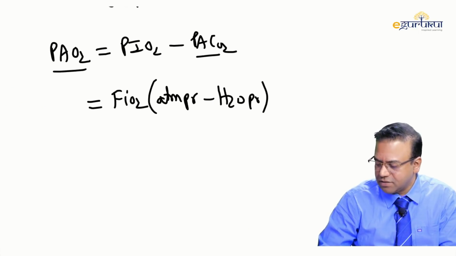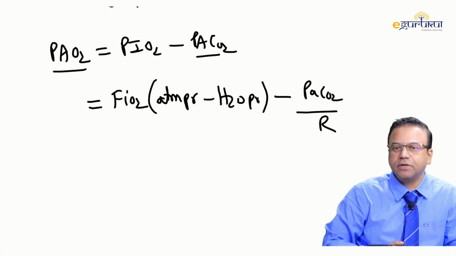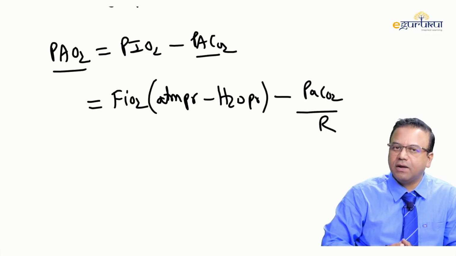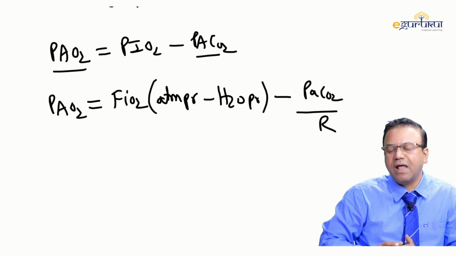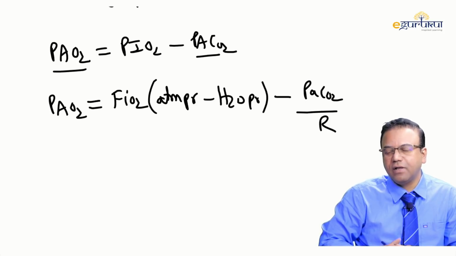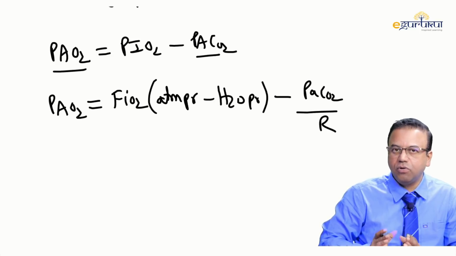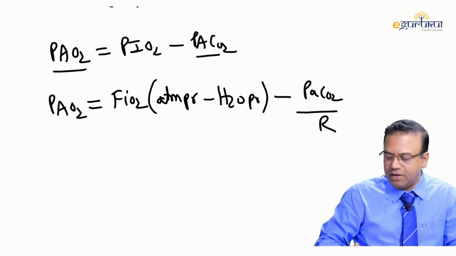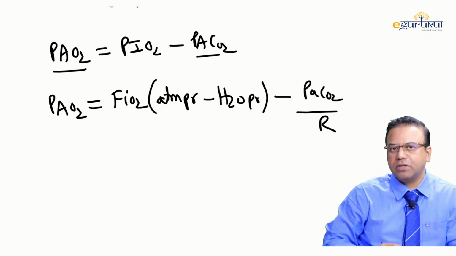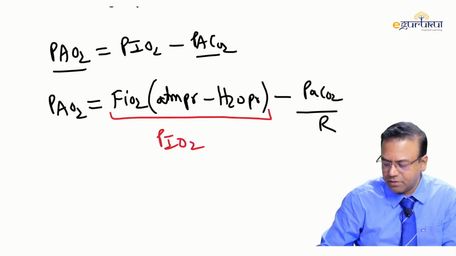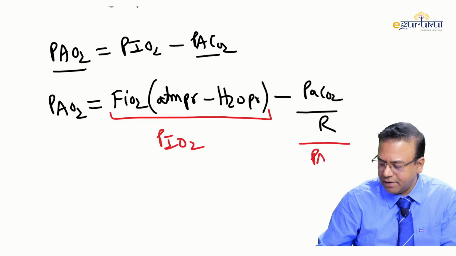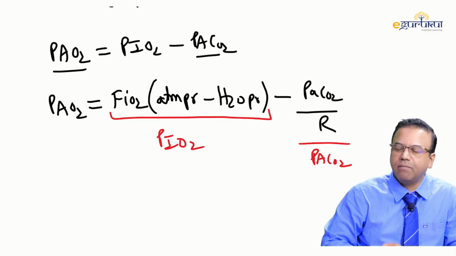And how we derive this is a simple point: alveolar carbon dioxide is nothing but arterial carbon dioxide divided by the respiratory quotient. This is a very basic formula that is important for our exams, and you should make an effort to remember this, because there are questions asking about the alveolar arterial oxygen gradient. Why that gradient is important and how it is significant in answering questions, I'll tell you later. But before that, you need to know how to calculate the alveolar oxygen. It's simply FiO2 into atmospheric pressure minus water vapor pressure. That entire part represents the partial pressure of inspired oxygen. And the partial pressure of alveolar carbon dioxide is arterial carbon dioxide divided by the respiratory quotient.